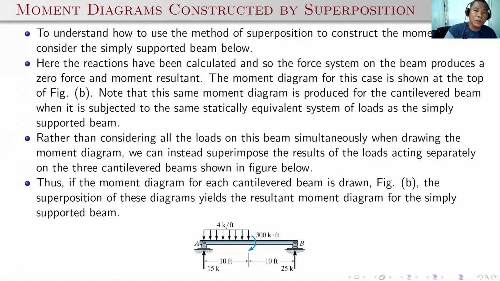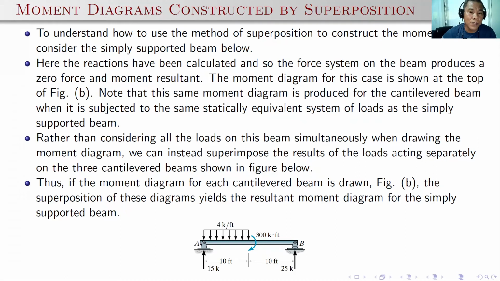So to understand how to use the method of superposition to construct the moment diagram, we need to consider the simply supported beam below this one. Here the reactions have been calculated, and so the force system on the beam produces zero force and moment resultant. The moment diagram for this case is shown in the next slide. Note that the same moment diagram is produced for the cantilever beam when it is subjected to the same statically equivalent system of loads as the simply supported beam.